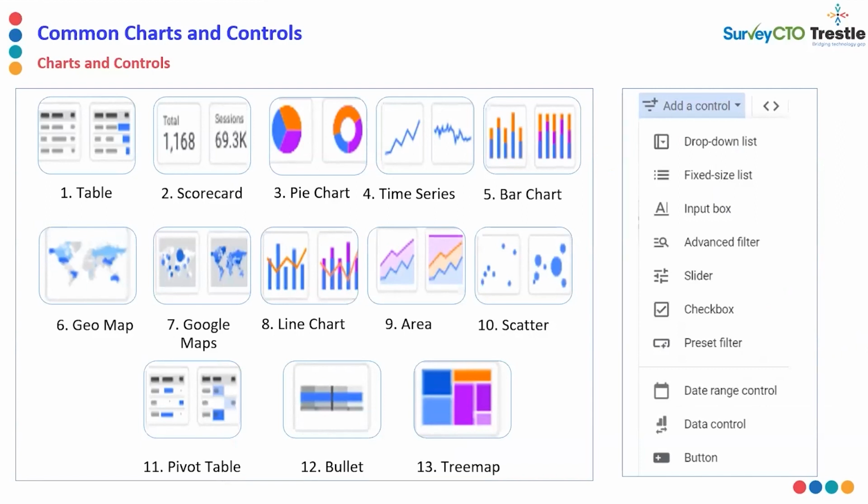So the most common charts that we use on a daily basis are actually available in Google Data Studio. You can see tables, score charts, Google Maps, line chart, area chart, tree maps. Even the controls like drop-down list, input box, sliders, checkbox, all those things are available. And the good thing is, it is similar to the drag and drop of SurveyCTO. You just need to drag and drop and you will start designing the charts.